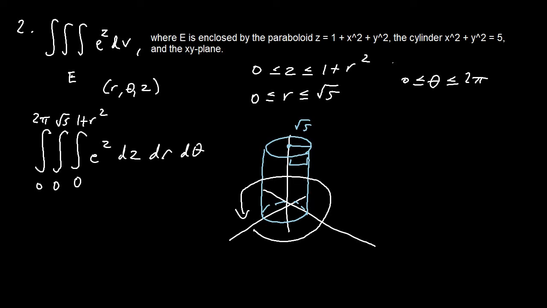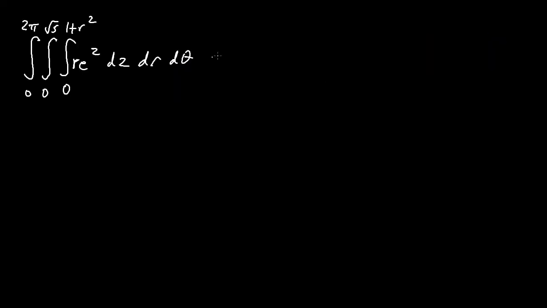Now one last thing, don't forget when converting into cylindrical coordinates in triple integrals, we always have to multiply by the r variable. So we have r times e to the z. So let's go ahead and evaluate. We have the inside integral from 0 to 1 plus r squared of r times e to the z dz. And if we're integrating with respect to z, the integral of r times e to the z is going to be just r times e to the z.